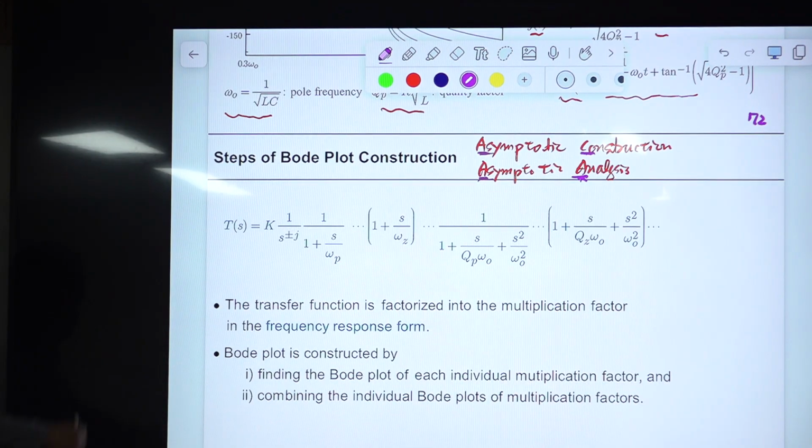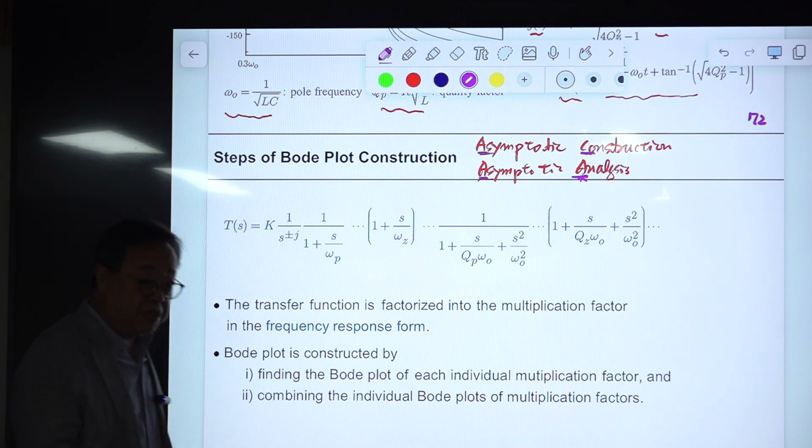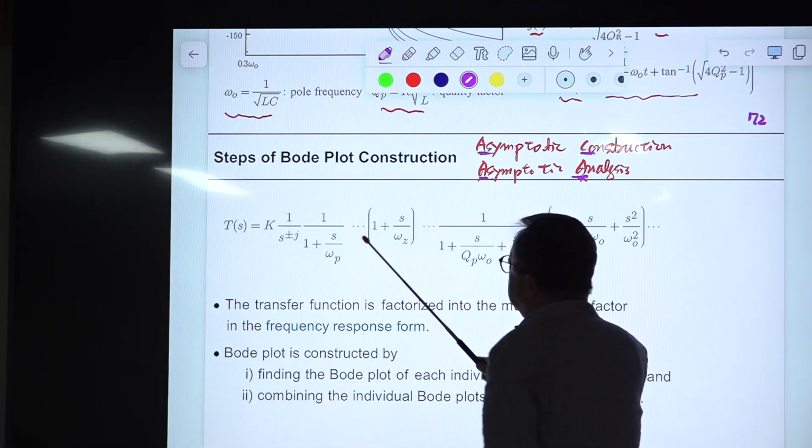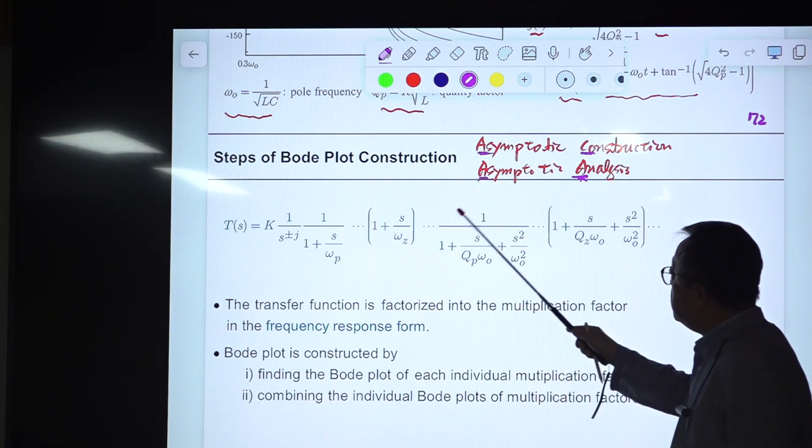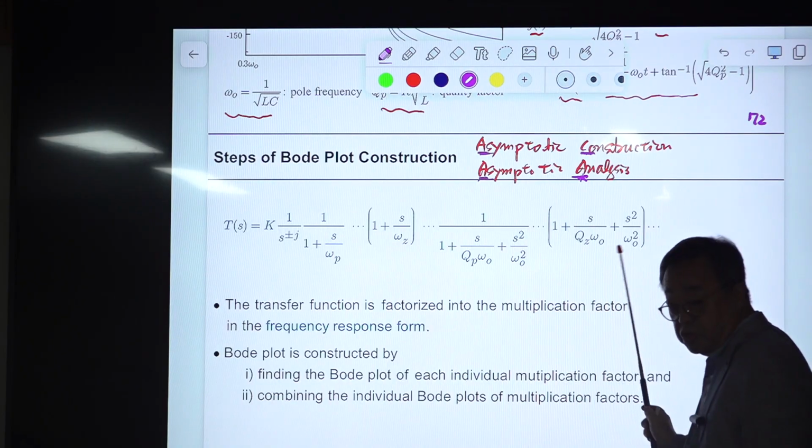Assume this is T(s), the transfer function. We want to sketch the frequency response of this transfer function. It has a constant, it has this term, okay? If this is positive, then it comes in the denominator and it becomes an integrator. And if this is negative, s goes upstairs and becomes differentiation, okay? And it has a single pole. This is called the single zero. And this is called the double pole and double zero, okay?